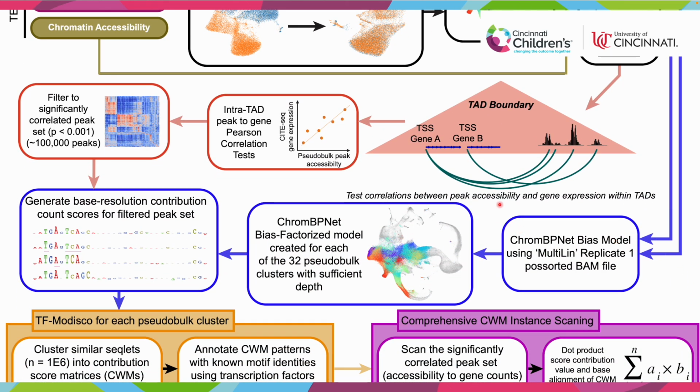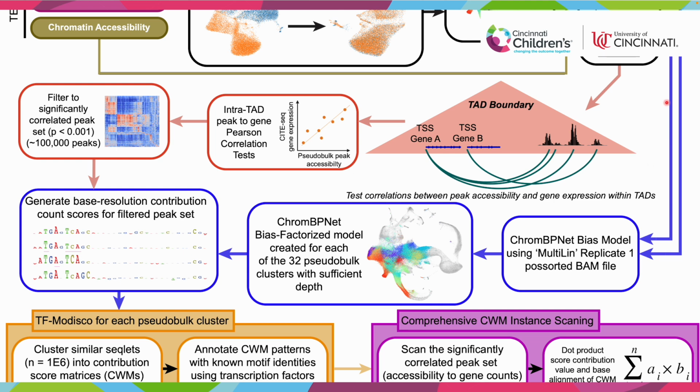To nominate the important regions for downstream analysis, we focus on those peak regions that are dynamically accessible in correlation with the gene expression. So we filter to the TAD boundary to nominate those peaks that are likely to interact with the transcription start sites, and then score based on the correlation of the pseudobulk peak accessibility and the pseudobulk site-seq gene expression value across the 57 clusters to filter to the peak set of significantly correlated peak regions.